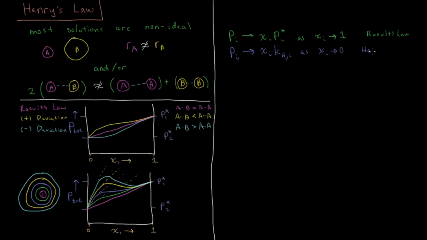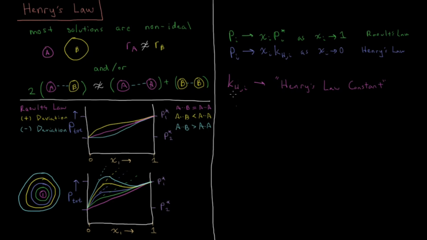And this is Henry's law. So Raoult's law says that the vapor pressure of a component is its mole fraction times the vapor pressure of its pure liquid. Henry's law says that the vapor pressure of a component is equal to its mole fraction times some constant called the Henry's law constant. So I'll write that down again just to hammer that point home, that this K_H,i is called the Henry's law constant for component i in whatever solution it's in. It would be solution dependent.